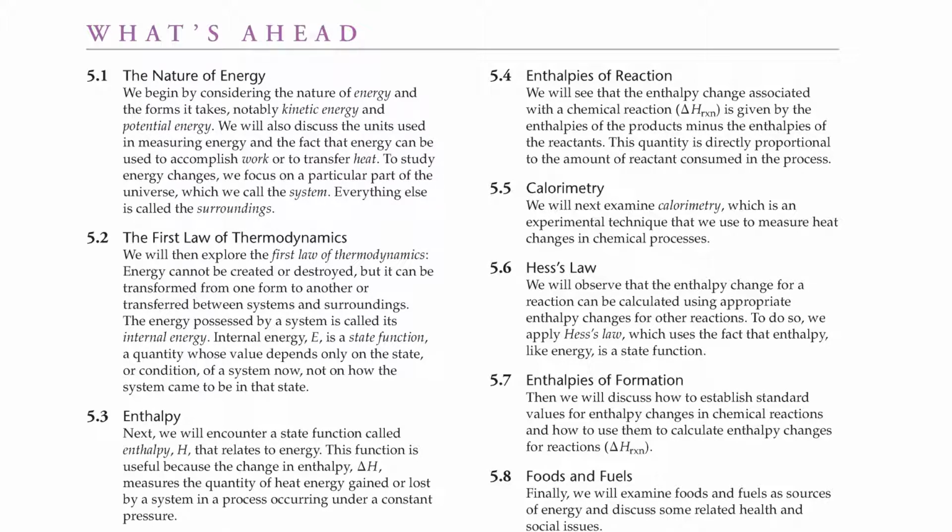Section 5.2, the First Law of Thermodynamics. We'll then explore the First Law of Thermodynamics. Energy cannot be created or destroyed, but it can be transformed from one form to another or transferred between systems and surroundings. The energy possessed by a system is called its internal energy. Internal energy, E, is a state function, a quantity whose value depends only on the state or condition of a system now, not on how the system came to be in that state.